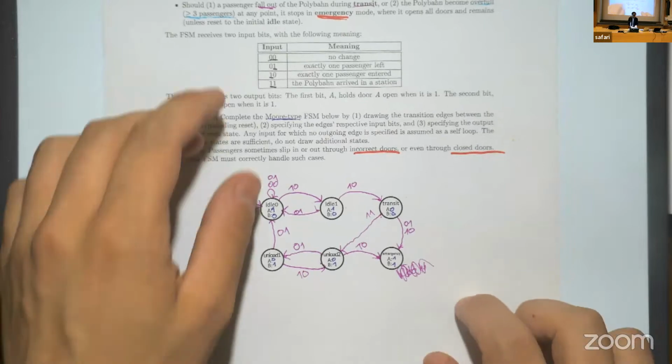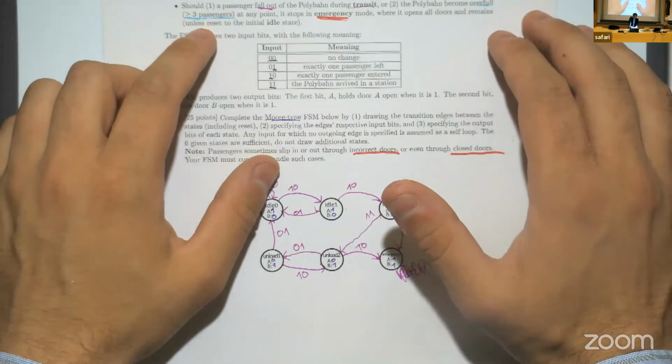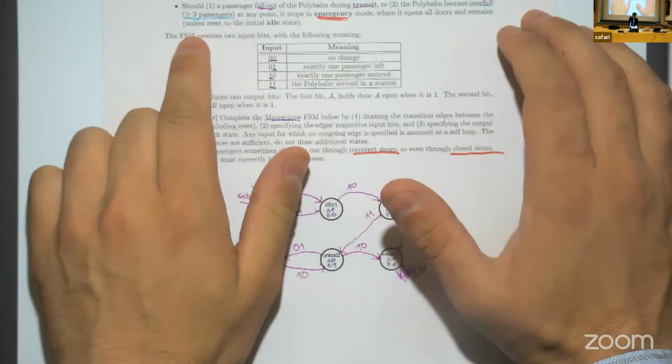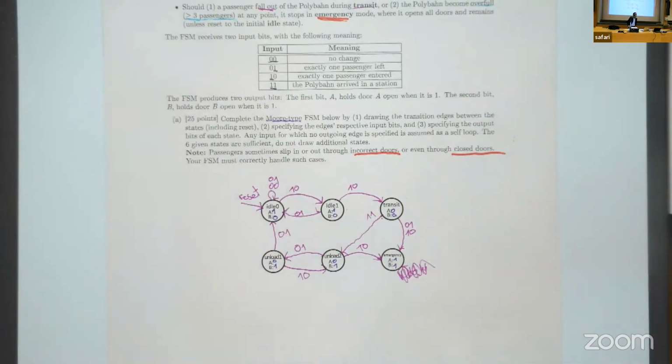That's right. Yeah. So we specify up here, right? Let's see. Okay, at any point it stops in emergency mode, where it opens all doors and remains unless reset to the initial idle state. That's kind of an external thing resetting.